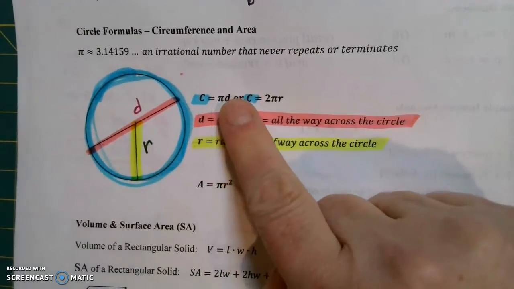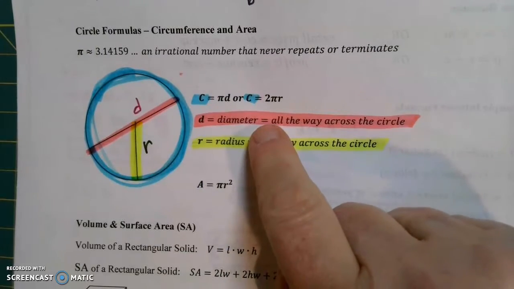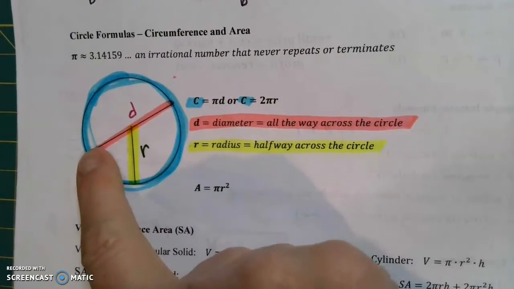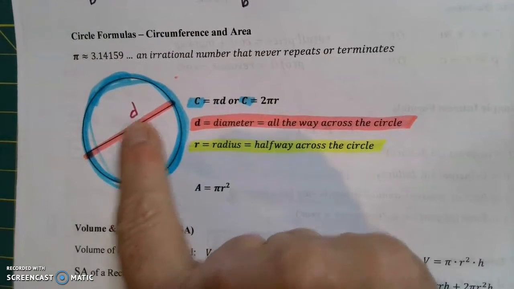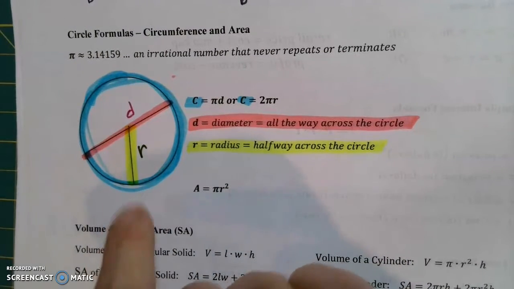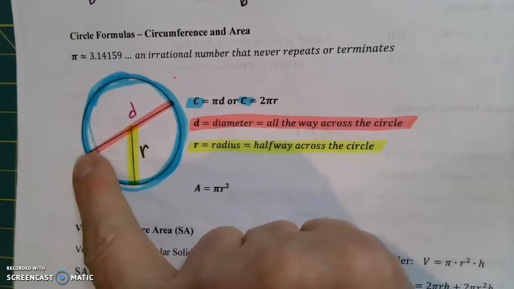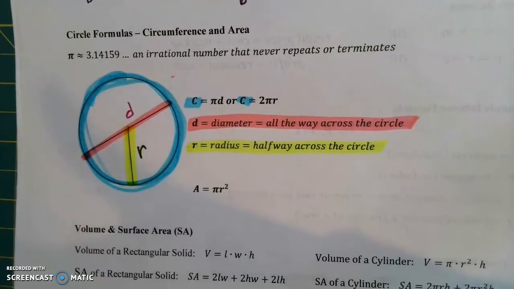For circumference, we can use either the diameter or the radius. We have two different formulas for that, and that's because the diameter is all the way across and the radius is halfway across. So it takes two radii, that's the plural of radius, to make one diameter. We can use that fact and actually create two different circumference formulas. It doesn't matter which one you use.